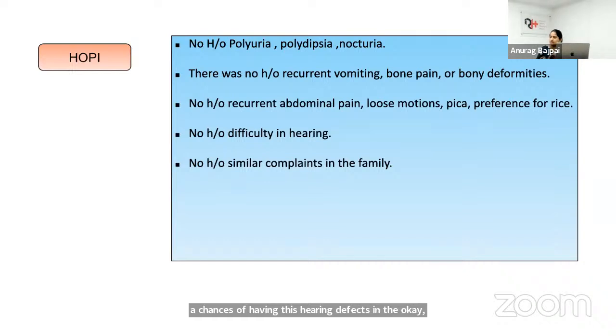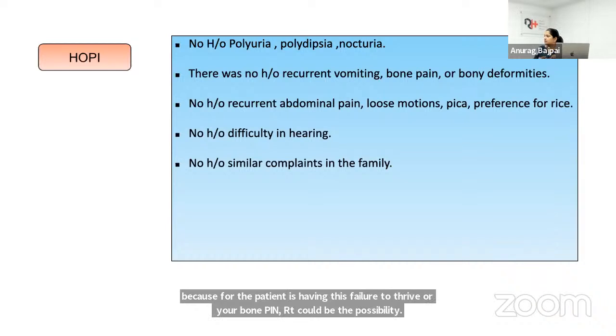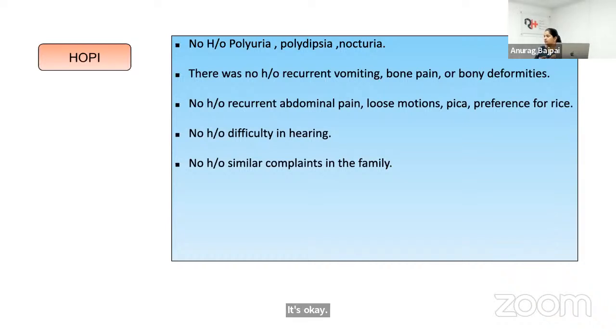Okay. Now, you talked about the bone pain. Because the patient is having this failure to thrive or bone pain, RTA could be a possibility. Although distal RTA patients may have dehydration, they are not that dehydrated. They usually come with atherosclerotic breathing and other parameters more.